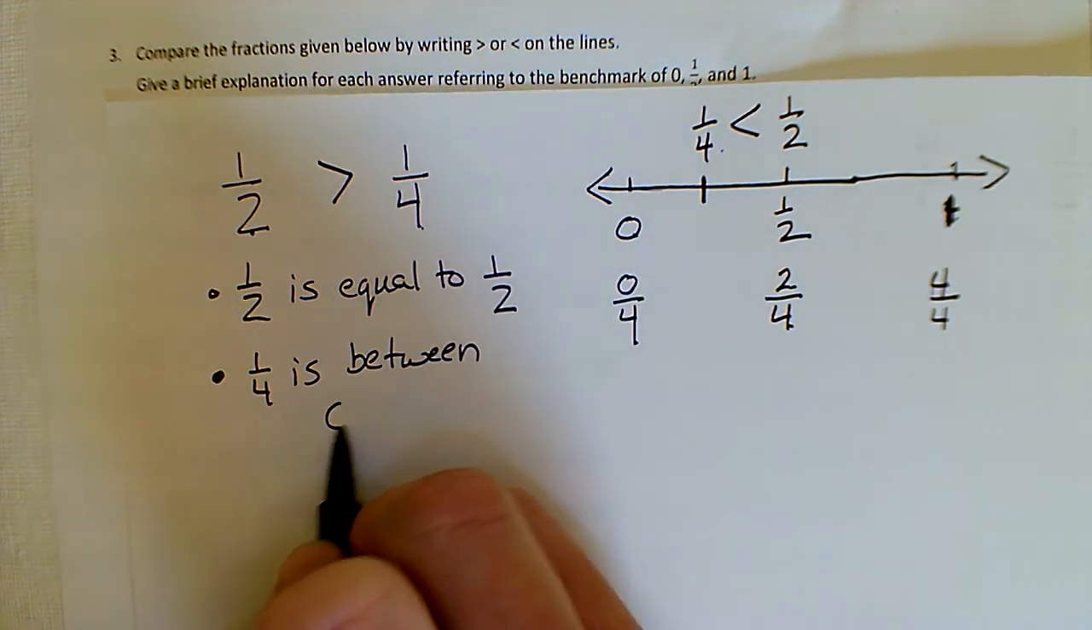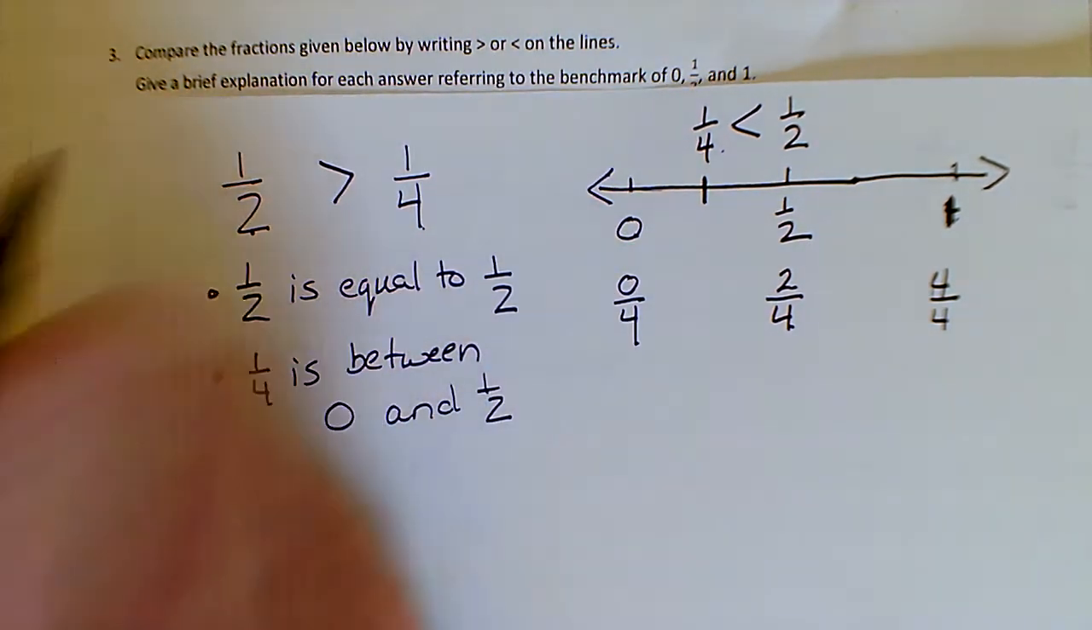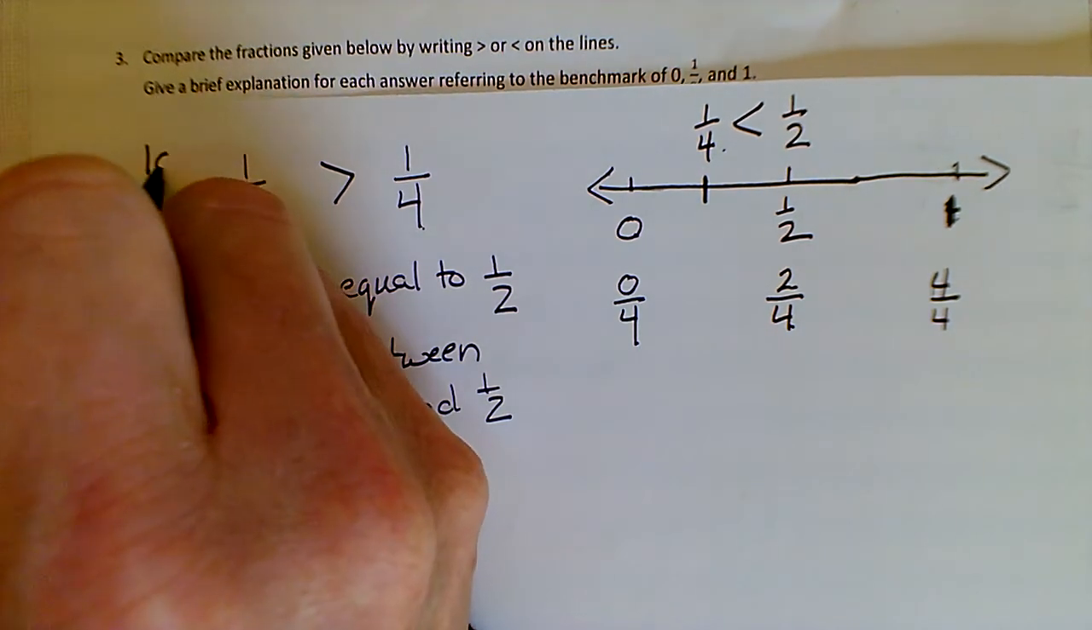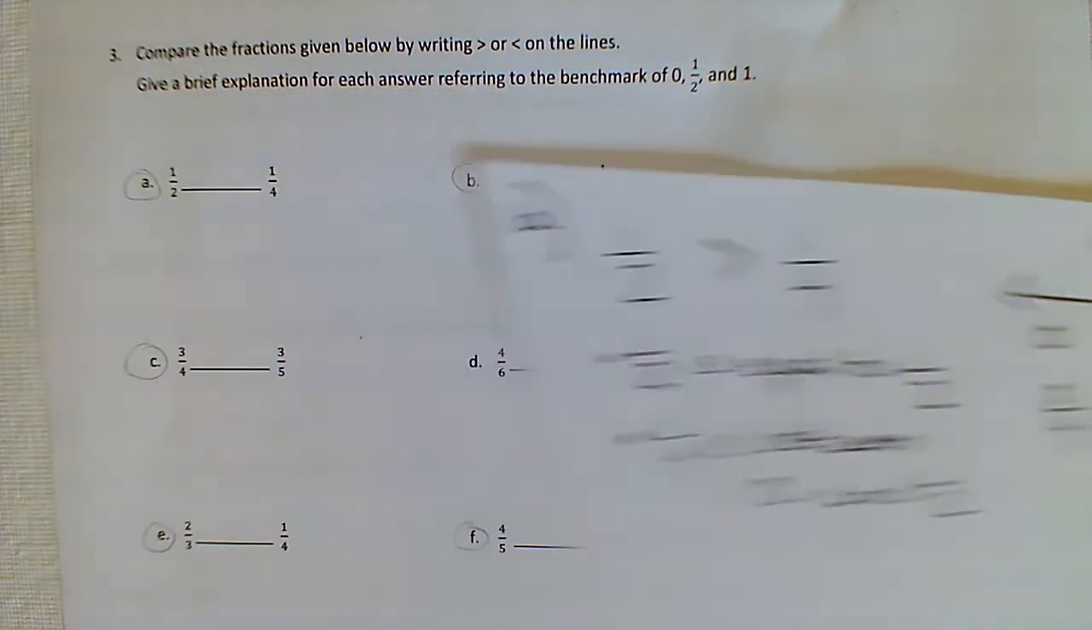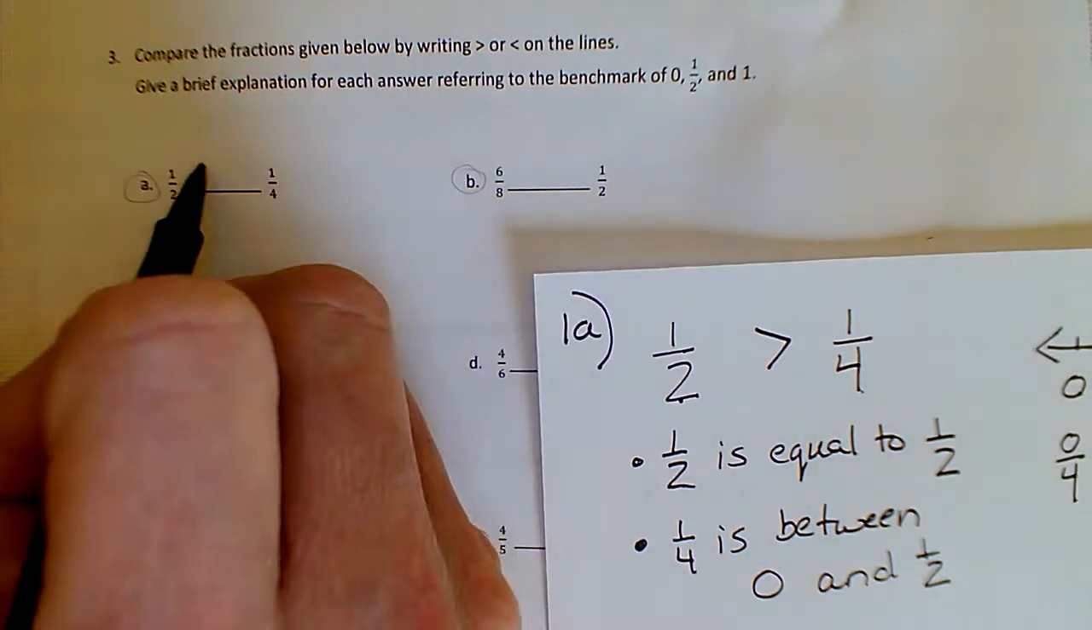So I'm going to write it is between 0 and 1 half. So this was 1a from the homework. So I'm not going to rewrite all of this. Well, for one of them, for the first one I will.